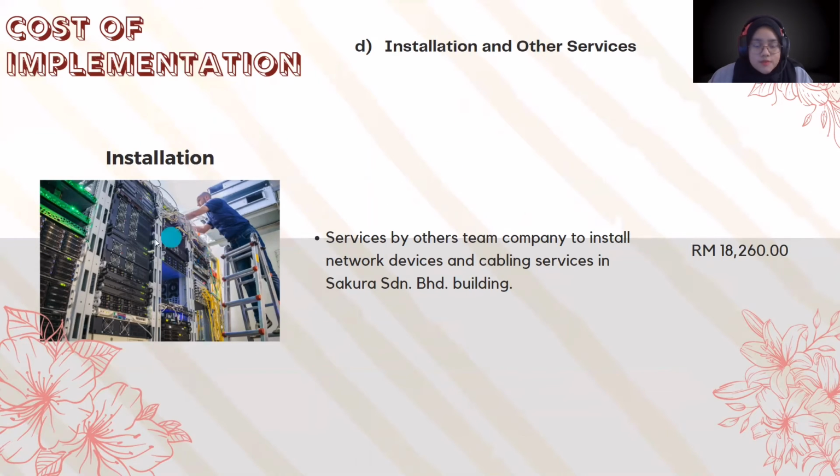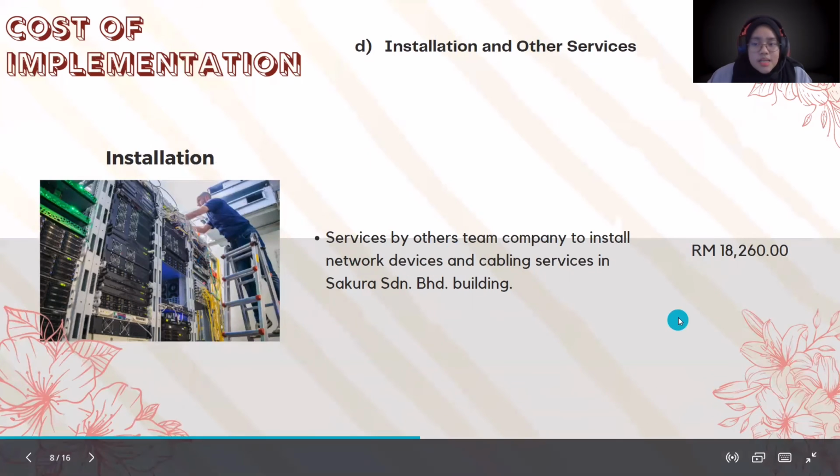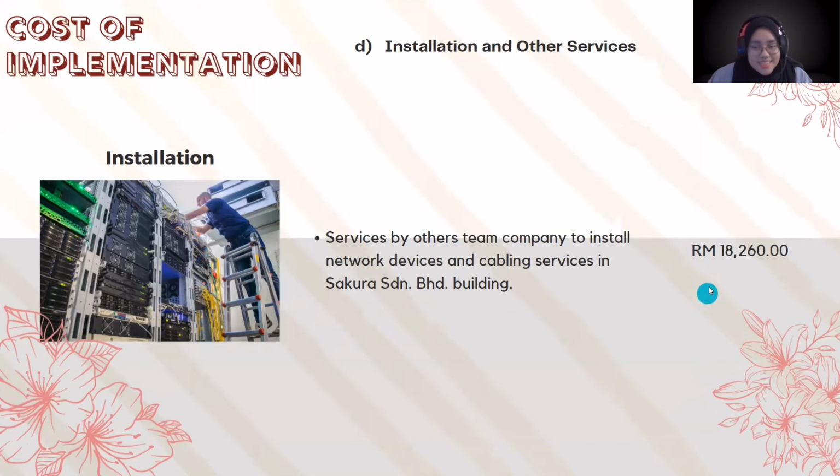And the last one is the installation and other services. This is the picture of the guy installing the network devices and cabling. These services are by another team's company to install network devices and cabling services in the Sakura Sendirian Pet building. The network devices that they need to install are the access point, router, and switch, and the cabling service is the STP cable. We sum up that the installation costs us 18,260 ringgit.